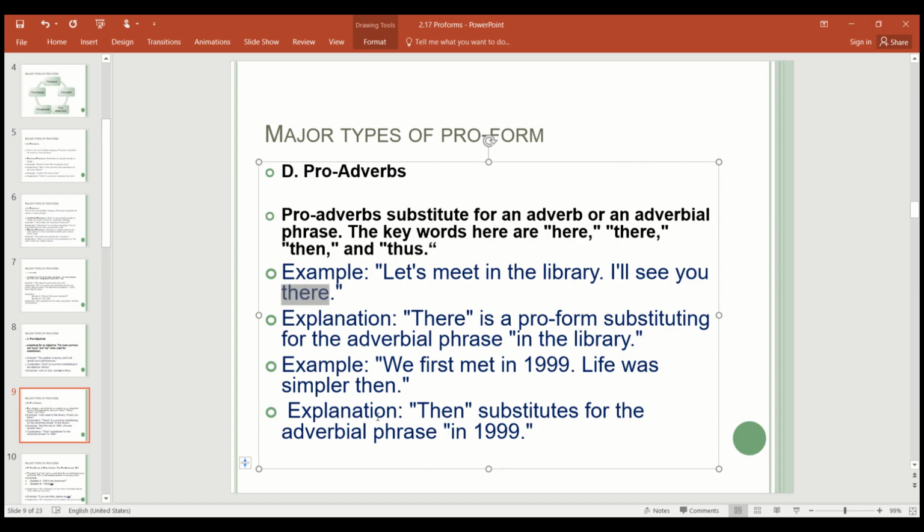Also, another example, we first met in 1999. Life was simpler then. Then is a proform or pro-adverb replacing in 1999 to avoid the repetition of this phrase.